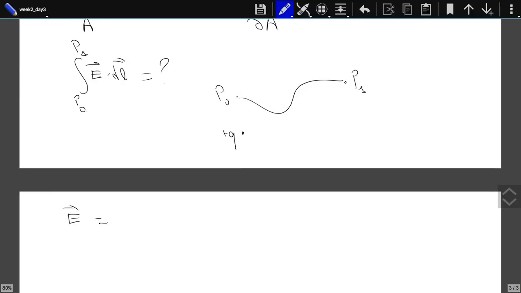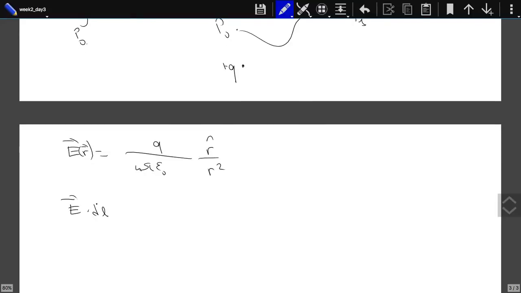We already know what the electric field is of this single charge. The electric field at the point R is Q over 4 pi epsilon 0. Let's just assume that the point charge is at origin, again for simplicity. It's R hat divided by R squared.